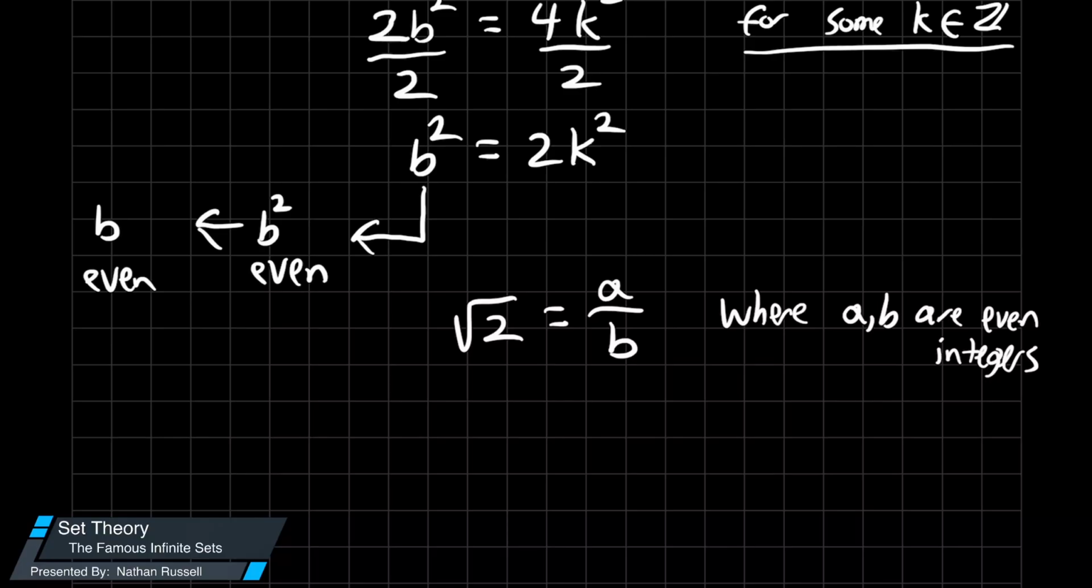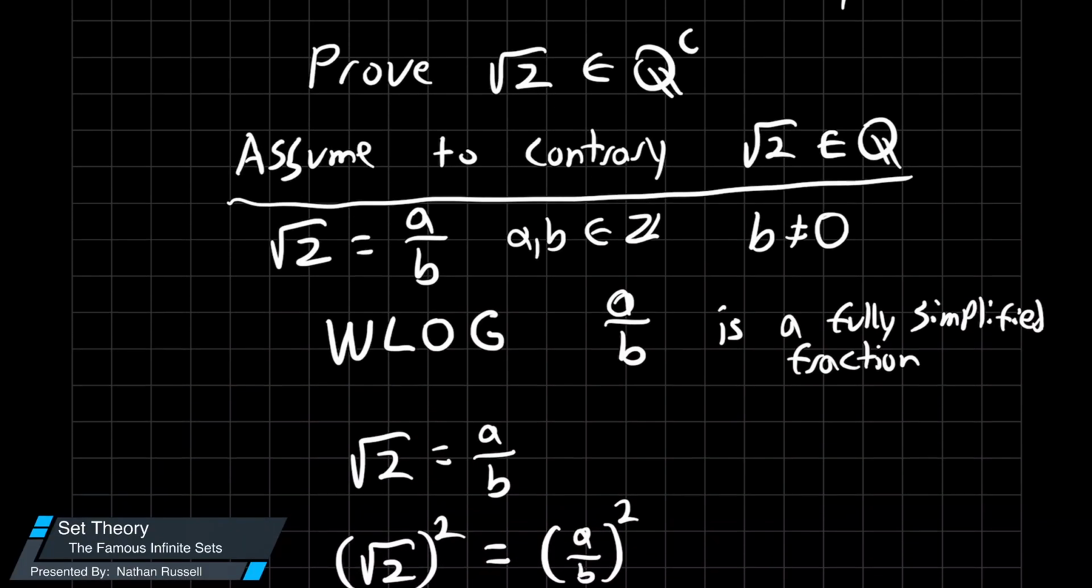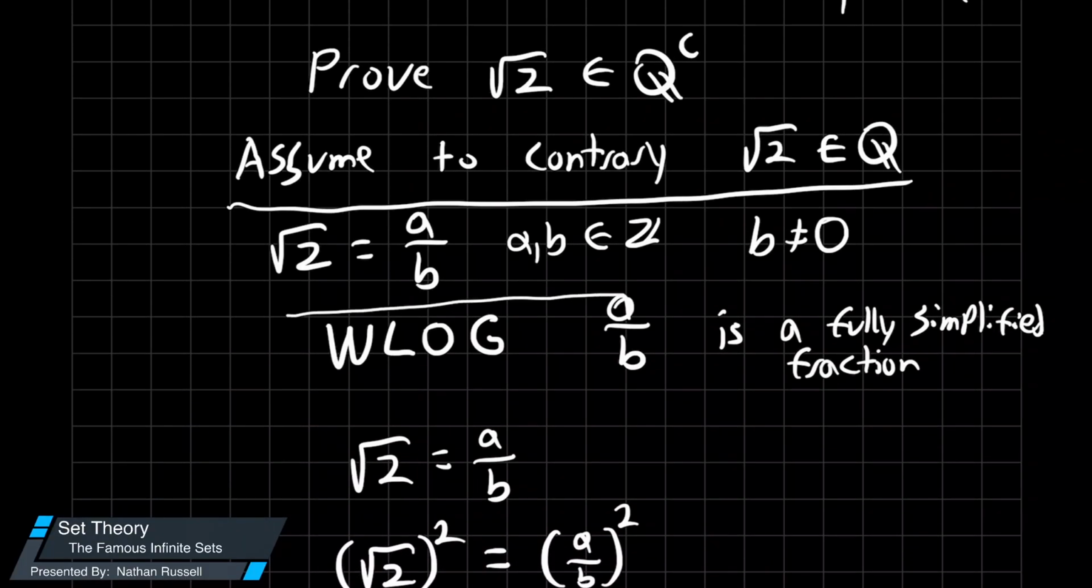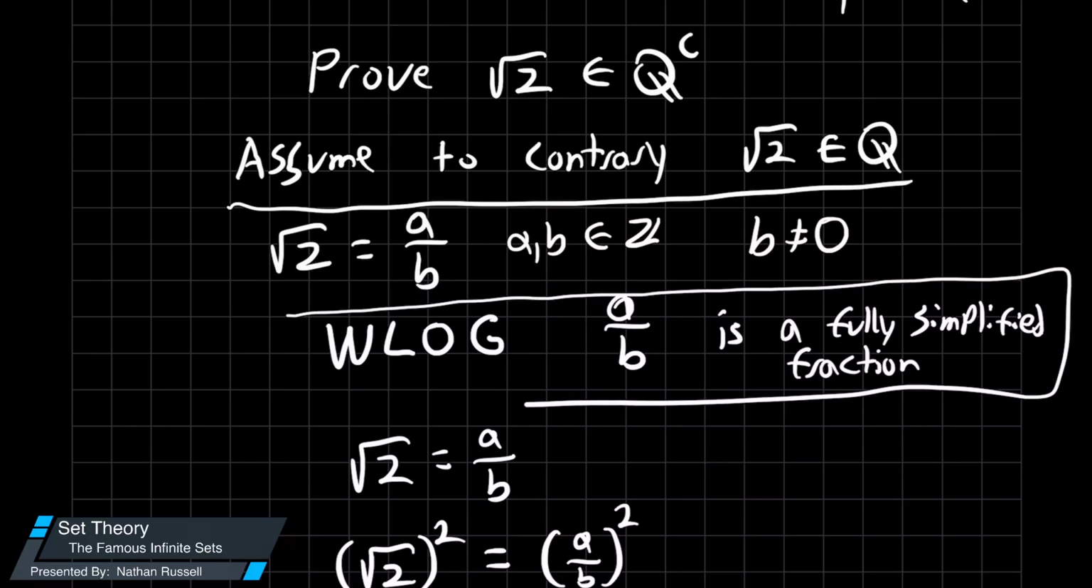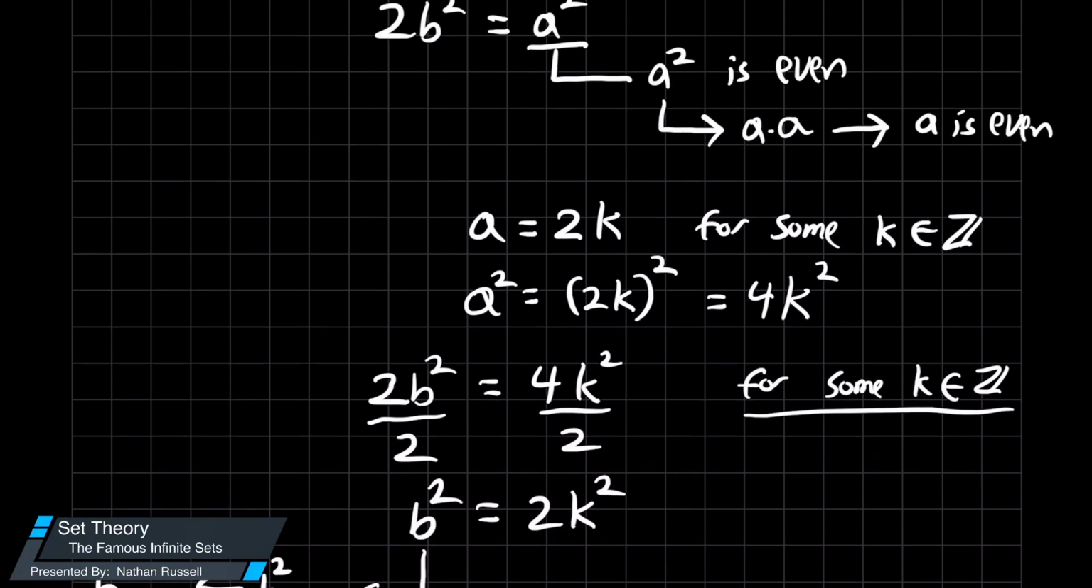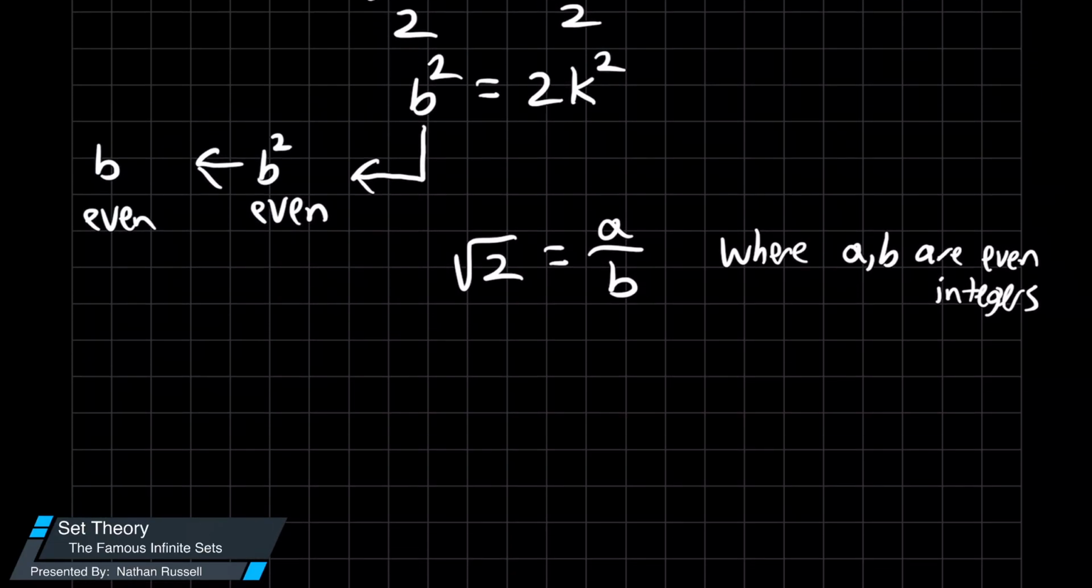But what did we say? We made a comment up here. Without loss of generality, we said that a over b must be a simplified fraction. So, the assumption that we made was not irrelevant and not invalid, it is completely valid, and it was just for us to make. We have the square root of 2 is equal to a over b, where a and b are even integers.